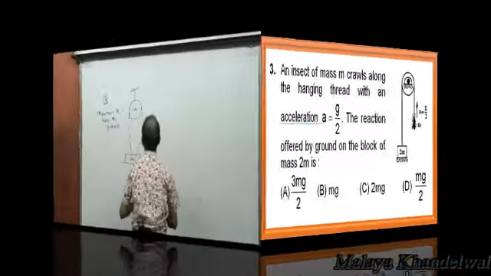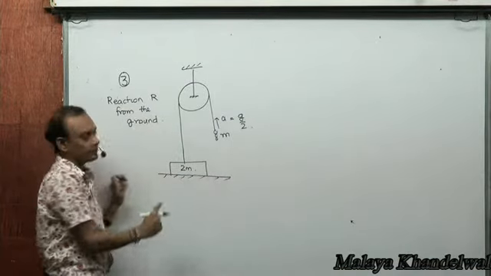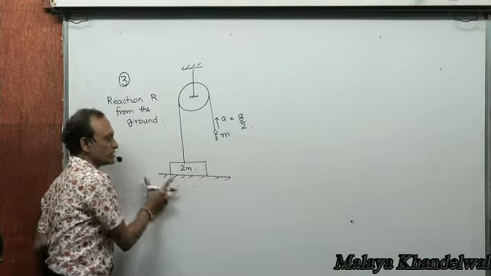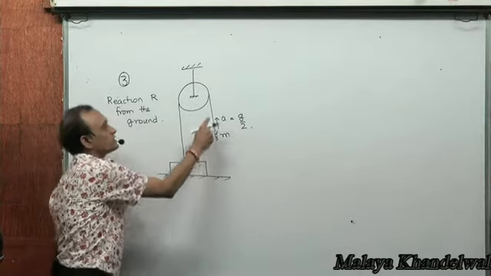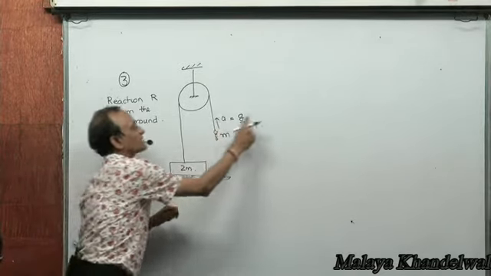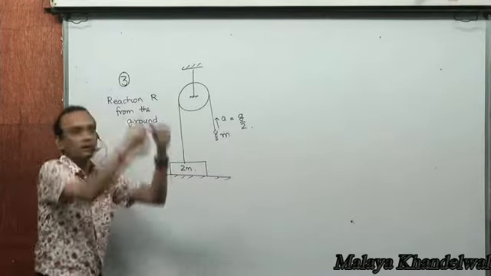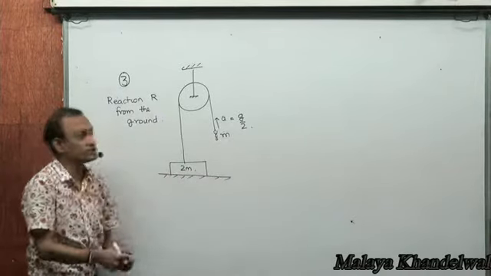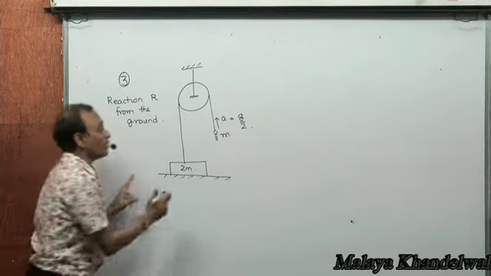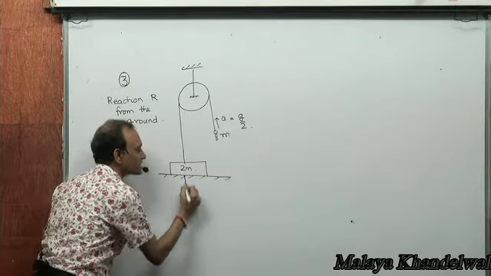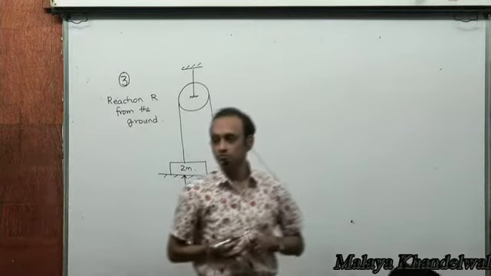It's about this pulley, fixed pulley, and a mass 2m resting on a horizontal ground, and there is an ant which is climbing up with an acceleration g by 2. An ant of mass small m climbing up this thread with an acceleration g by 2 as seen from the ground. I now want to be able to find the reaction of the ground on 2m.